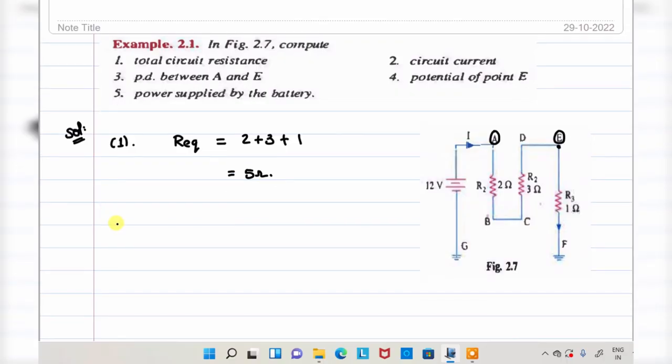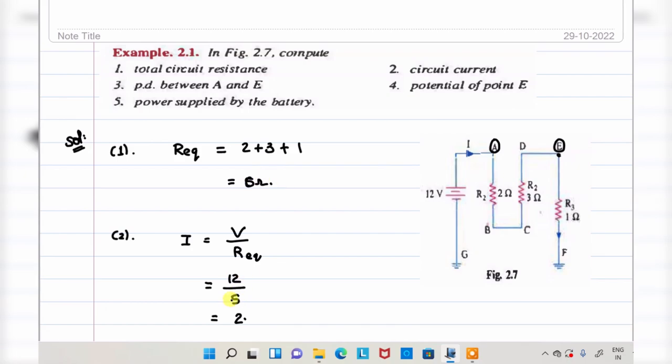Second, circuit current. According to Ohm's law, I is equal to V by R. Here V is 12 volt. What about the R equivalent? I'm sorry, here 2 plus 3 plus 1 is 6 ohm. Here 12 by 6 will be equivalent to 2 amperes. So all of you clear about that? R equivalent is equal to 2 plus 3 plus 1, that is equal to 6 ohm.